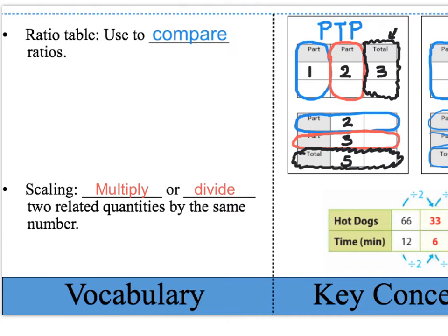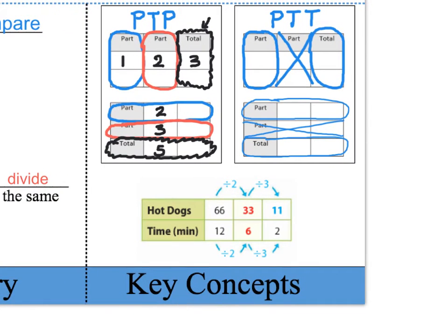The second vocabulary word is called scaling, and scaling means to multiply or divide 2 related quantities by the same number. So for example, if you take a look at our key concepts, we've got a little ratio table drafted for us, and it's in row form. We've got hot dogs on the top, time on the bottom, and they're giving me 66 hot dogs to start with. They're saying that I could eat 66 hot dogs in 12 minutes. So if I wanted to scale backwards, I would divide. So they're scaling backwards by dividing the top by 2 and dividing the bottom by 2.